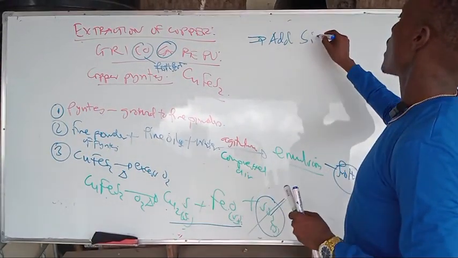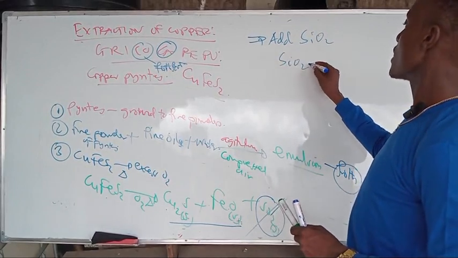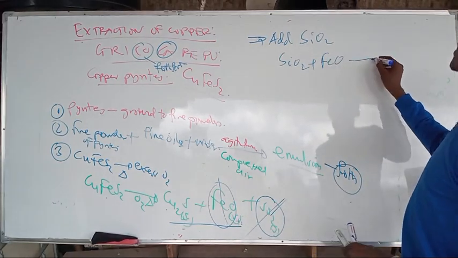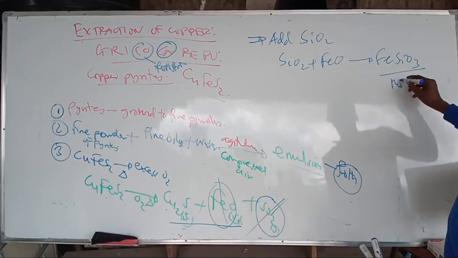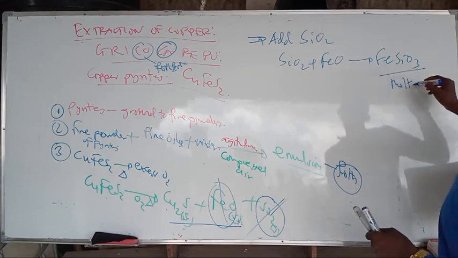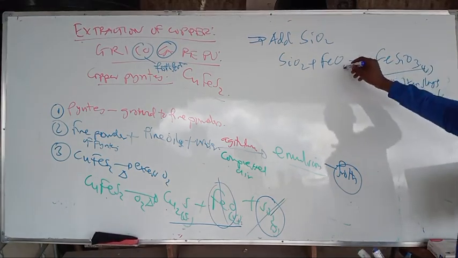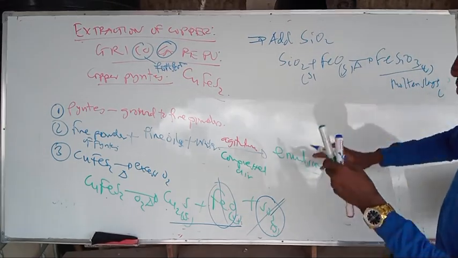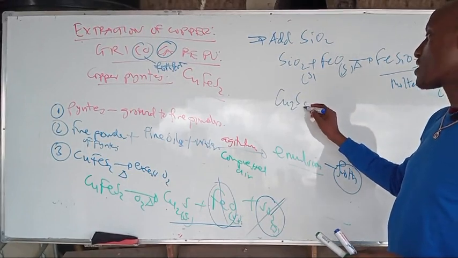Add silica, silicon dioxide. What happens when you add silicon dioxide? It takes the iron oxide and turns it into iron silicate. These are removed as molten slag, as liquids. So the solid is heated to form a liquid, and this is removed, while the copper(I) sulfide remains as a solid.